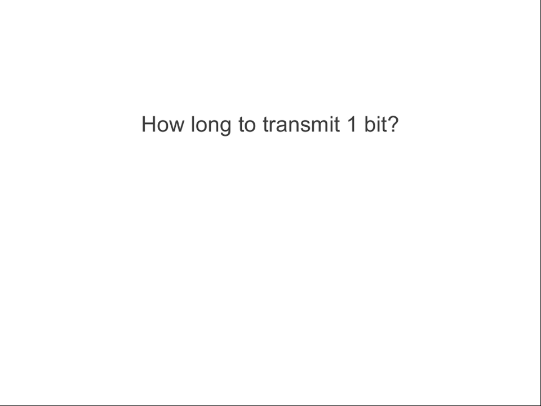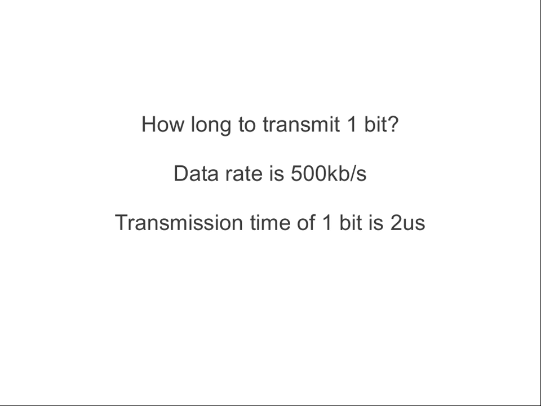But we said we don't transmit a bit, we in fact transmit a signal. So you can think we spend 2 microseconds transmitting a signal out of this computer. That signal corresponds to 1 bit. So it takes 2 microseconds to transmit that signal. Transmission time of 1 bit is 2 microseconds.